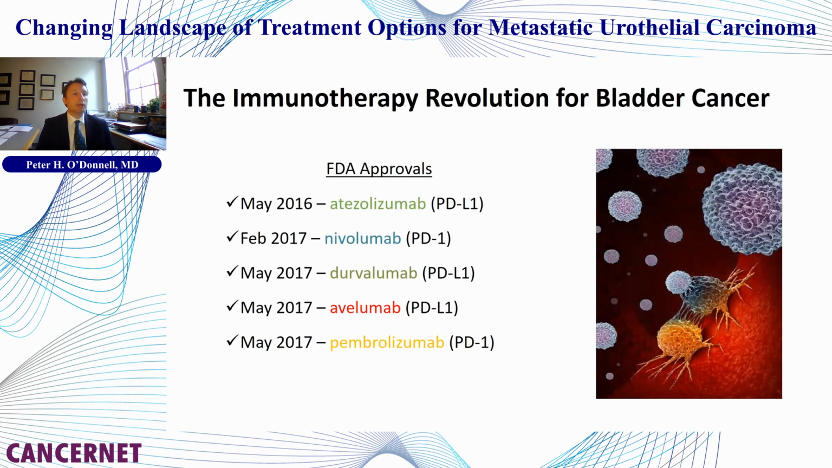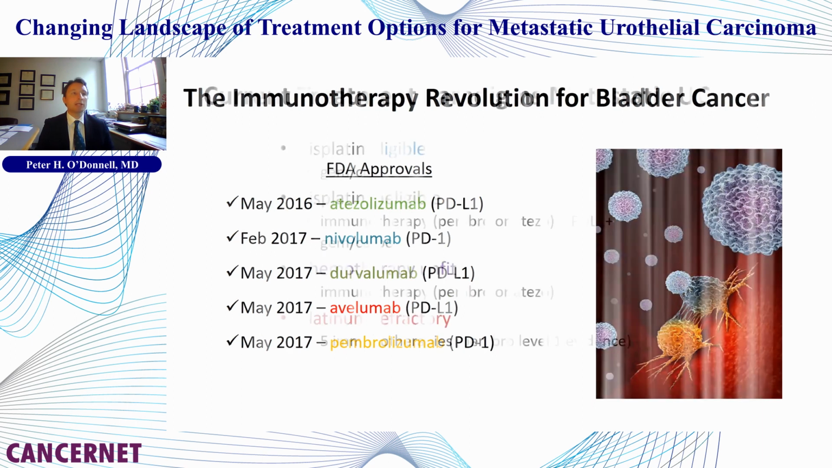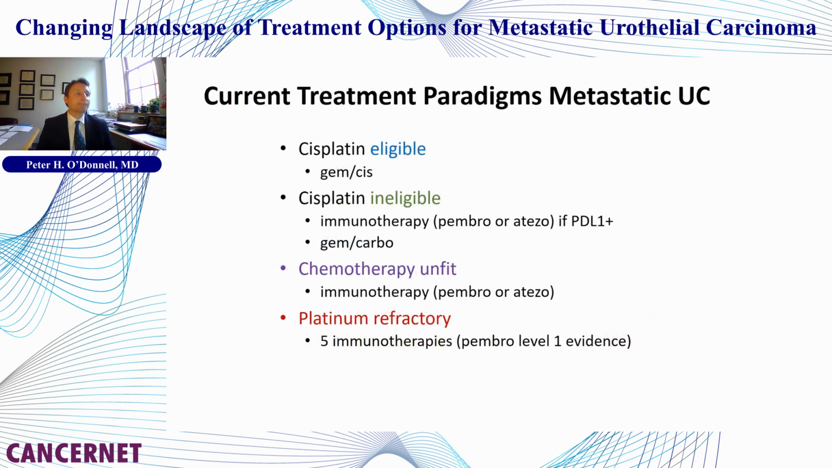Now, as Dr. Balar mentioned, we have 5 immunotherapies that are now approved on the market. With these 5 agents and the newer agent erdafitinib that was recently approved, and then enfortumab, which I'm going to talk about, it's amazing to think that we have 7 new approved therapies in the span of less than 4 years.